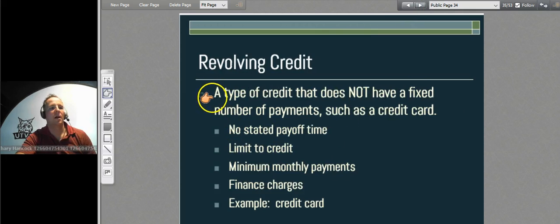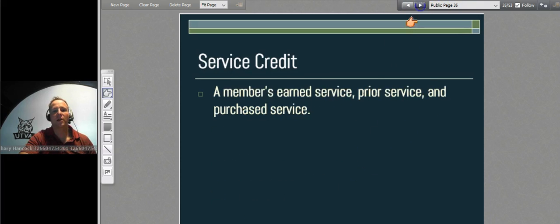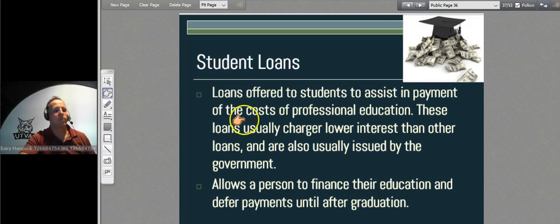Revolving credit is credit that does not have a fixed number of payments, such as a credit card. So there's no stated payoff time, which is scary. There are limits to credit, a minimum monthly payment, and financial charges. Example is a credit card. Service credit is where members earn service prior to service, and purchase services.